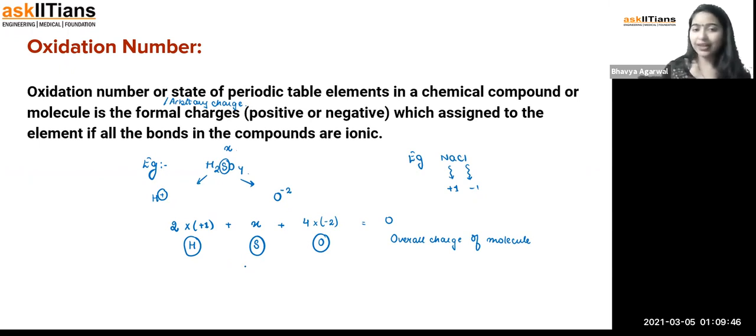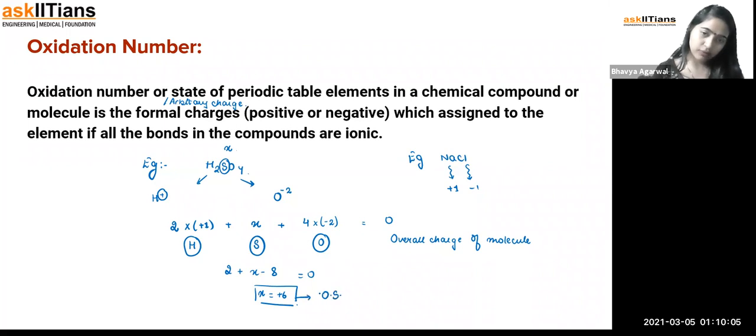So from here, I'll get a linear equation, which is 2 plus x minus 8 is equal to 0. From here, I'll get x as +6. So that is the formal charge or the arbitrary charge which sulfur gets in this molecule. And it is this charge which is your oxidation state. This represents the oxidation state of sulfur. All right. Yeah, makes sense?